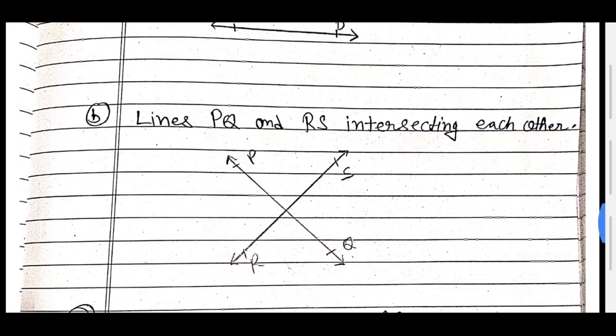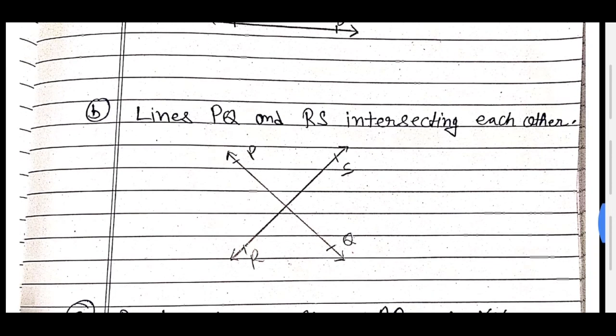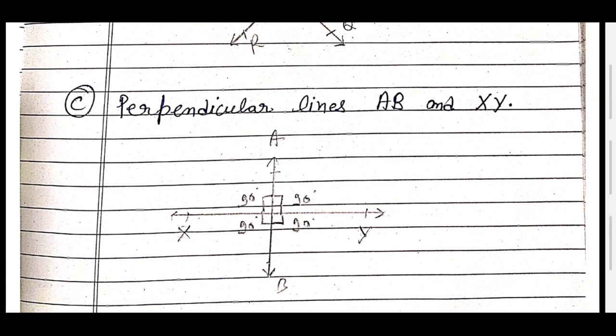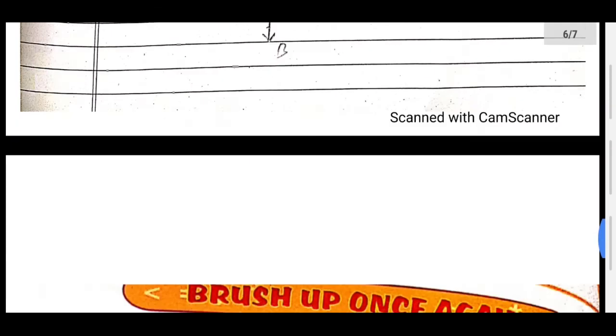Line PQ and RS intersecting at each other. Intersecting means they intersect, but the angle you don't know. So just draw two lines PQ and RS, they are intersecting each other. Now C1, perpendicular lines AB and XY. Perpendicular means they have to cut in such a way that the angle becomes 90 degrees. So you have to write here AB and XY, the angle is 90 degrees, this is known as the perpendicular line.